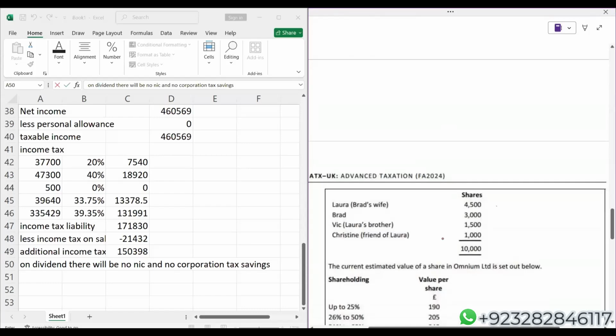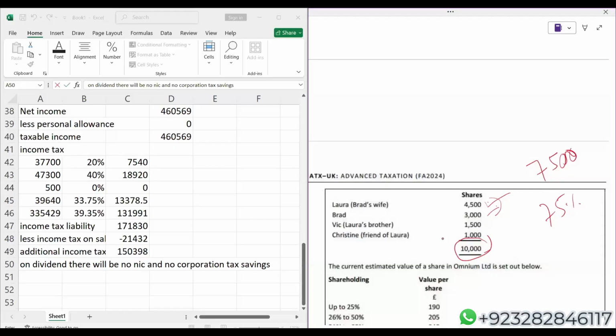Laura, Broad's wife, has 4,500 shares. Broad has 3,000 shares. Laura's brother has 1,500, and a friend holds the rest. The total number of shares in the company is 10,000. Out of that, the wife has 4,500 shares and Broad has 3,000, which makes the total for husband and wife 7,500. The company's total shares are 10,000, so they have a 75% holding. Their combined holding is 75%.